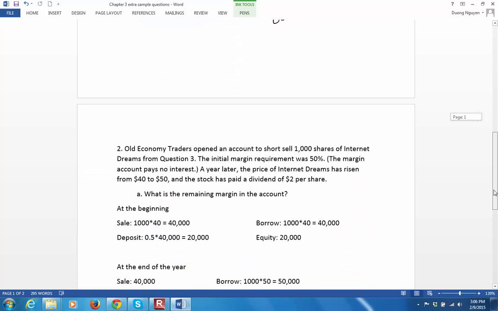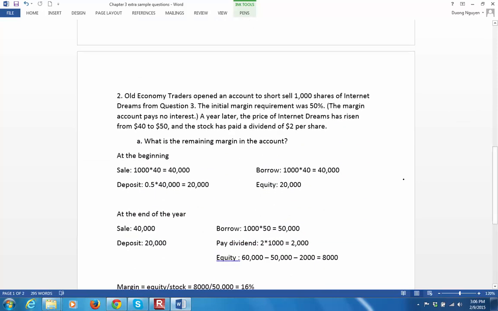Now, second question, about short sale. The company opened an account to short sell 1,000 shares of Internet Dreams. The initial margin requirement was 50%.